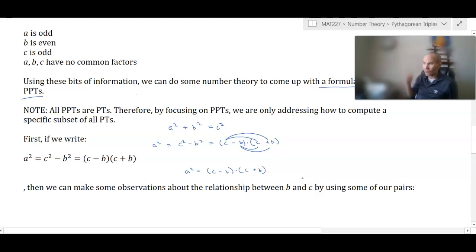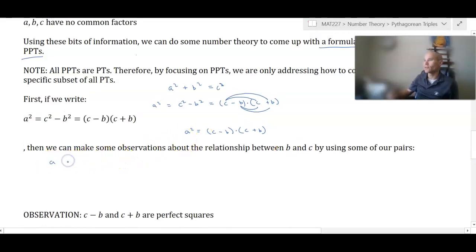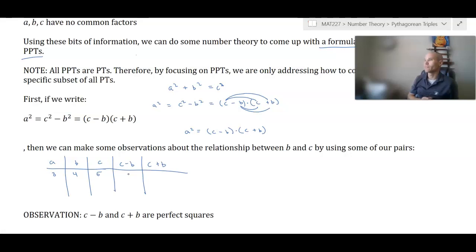So what kind of observation, what kind of hypothesis can we make about c minus b and c plus b? So let's take a look at certain values of a, b, and c. We know 3, 4, 5 is a primitive Pythagorean triple. Then let's build a column for c minus b and another column for c plus b. We already know that if you multiply c minus b times c plus b, then you're going to get a squared. Okay, so c minus b, 5 minus 4 is 1. 5 plus 4 is 9. 1 times 9 gives you 9, and 3 squared is also 9. I'll just put a squared over here for reference.